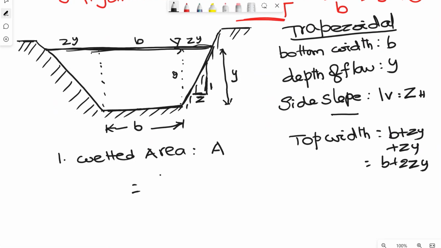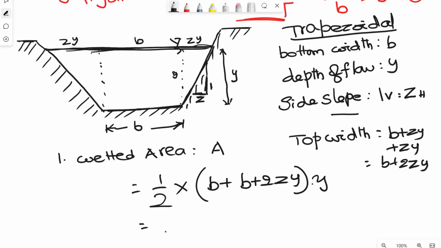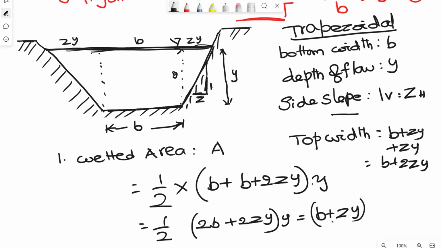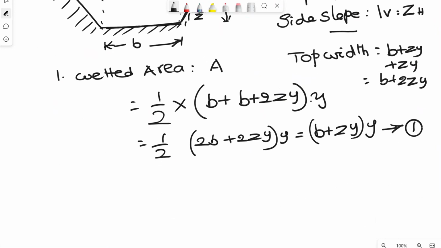So what is the area? Half into b plus b plus 2zy into the distance between the two, y. So it is half into 2b plus 2zy into y. The 2 cancels, so it is b plus zy into y. You should know this, I am telling you. Again starting the calculation, it will be very difficult to solve any problem. Then naturally, what is wetted perimeter?